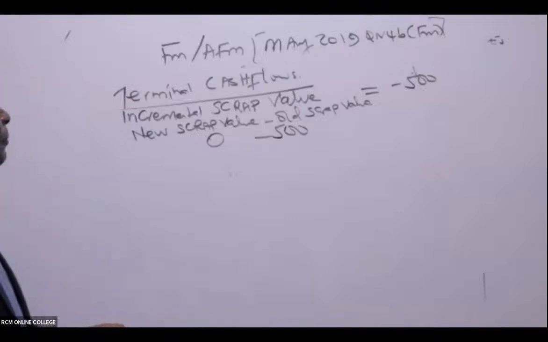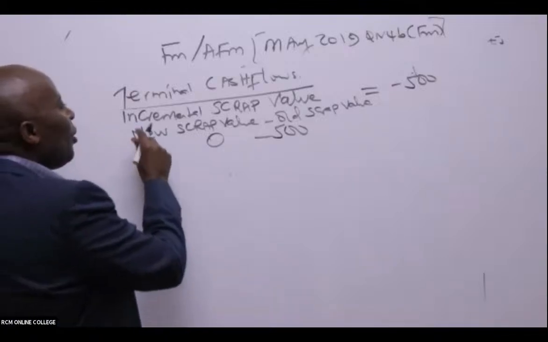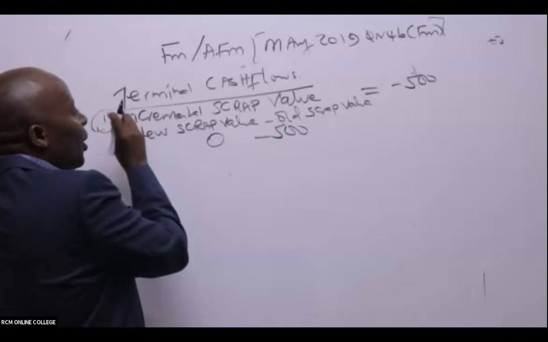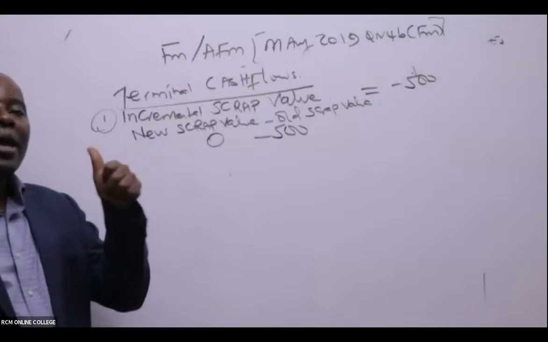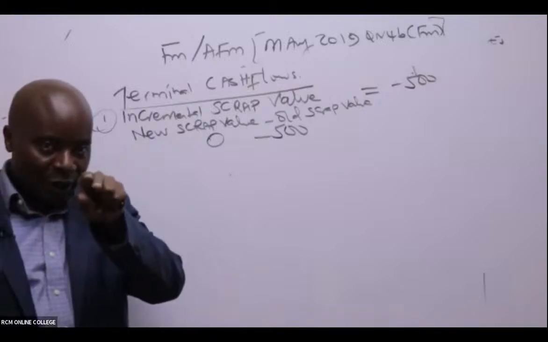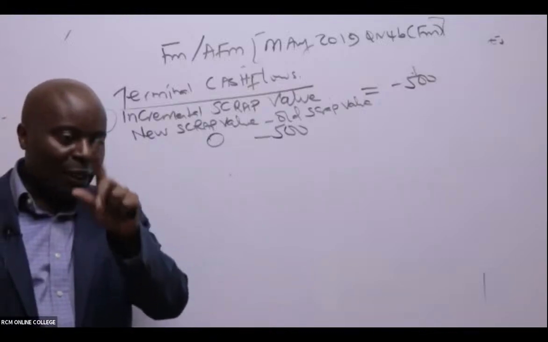Now from there, this is number one. The first terminal cash flow is the scrap value. Why am I using the word incremental? It's because we've got two machines, so we must keep on talking about incremental.